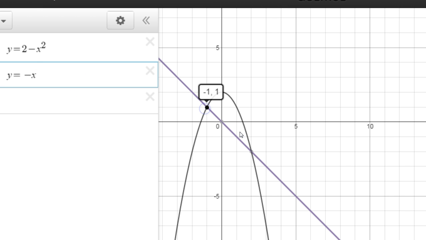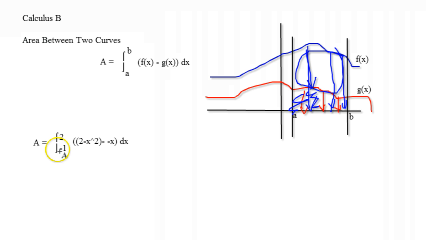What we're going to do is set them equal to each other and solve for x. That's totally fine, but I'll be honest, graphing on Desmos actually helps find the intervals really easily. So we're going to be finding the area between the interval of negative 1 and 2. That's the interval that we'll be looking for, and when we go back to write it down, we'll be using these intervals right here.